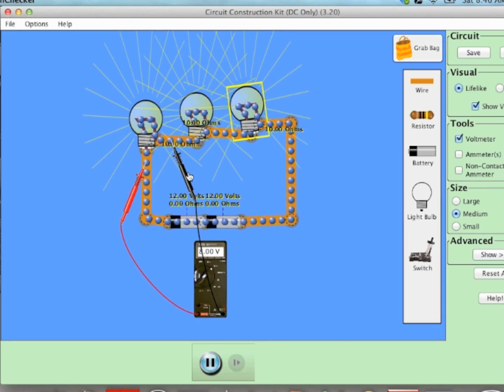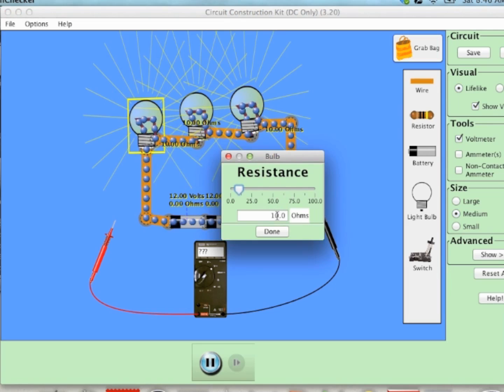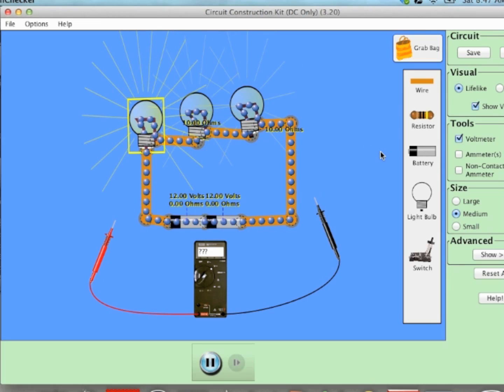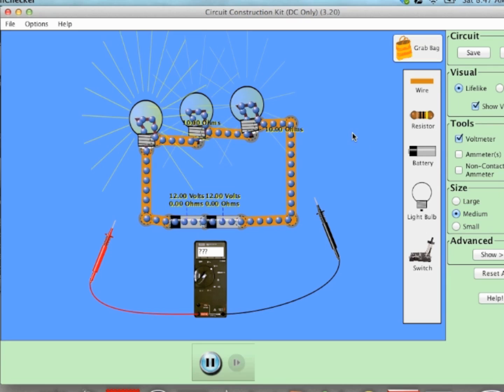Another neat thing to look at is the following. I'm going to remove the voltmeter for now. Okay, now let's suppose that I change the resistance of one of these bulbs. Alright, so let's do it for this guy here on the left. I'm going to change the resistance to, let's say, 30 ohms. And let's see what happens. Interesting. What happens is the 30 ohm bulb burns brighter than the others. Why do you think that is? Well, it's kind of a cool thing.